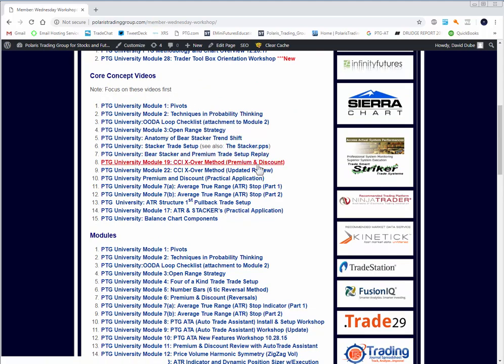Now again, they're pretty much in order at this stage of how I would like to walk through this, and in the next section just down below is where the actual modules will be found in sequential order. What you'll notice in some of the other sections is, for instance, module 1, pivots. I've taken that from the module section and copy and pasted it into the core video section.